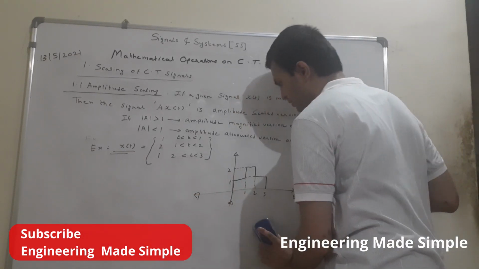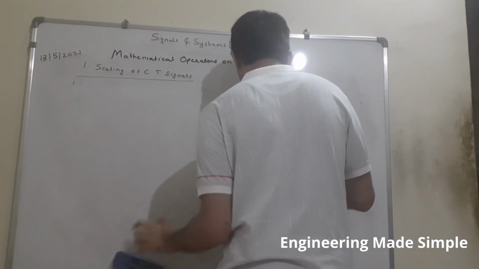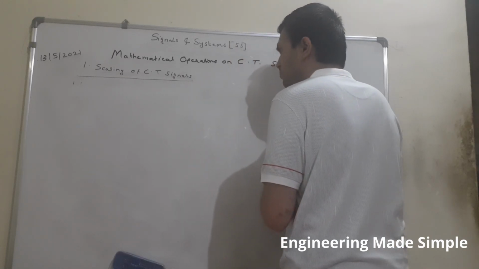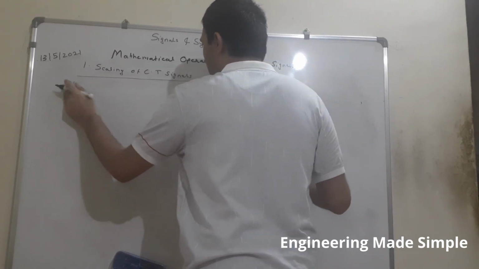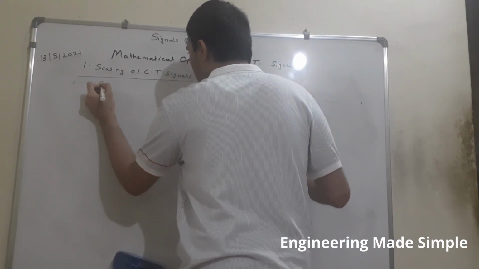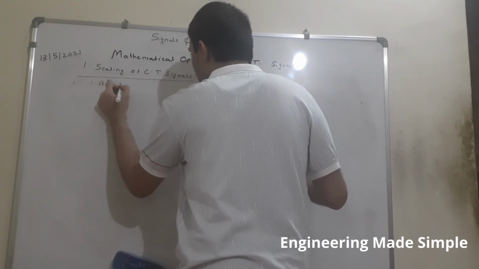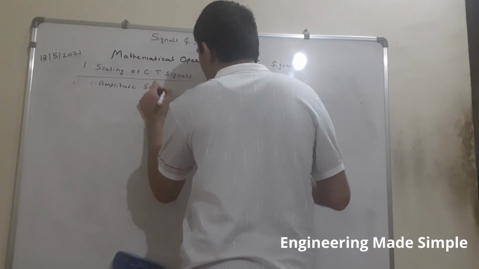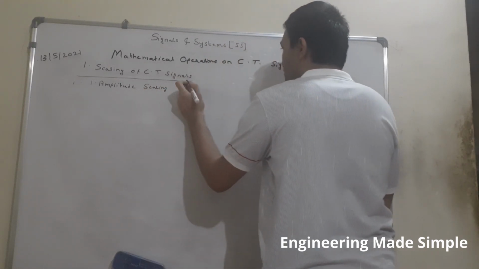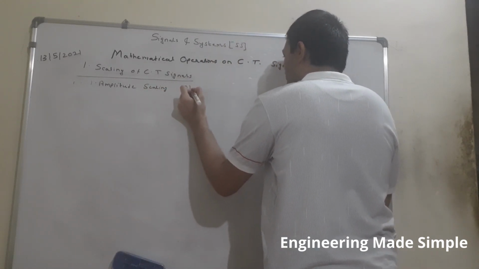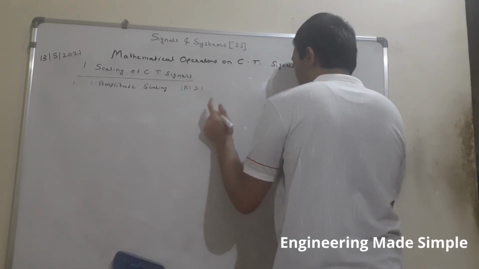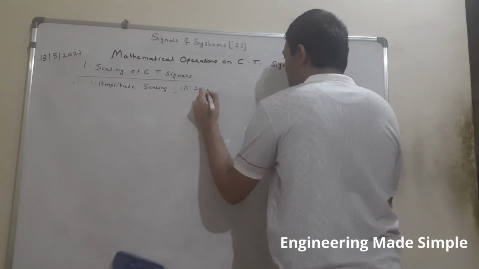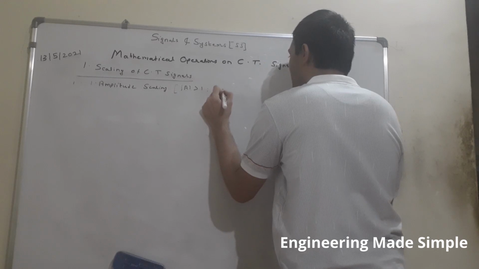So let us see. What was the signal given to us? Now we want to perform amplitude scaling only, but in the first case we will see whenever the constant value is greater than 1, that is the amplification type.